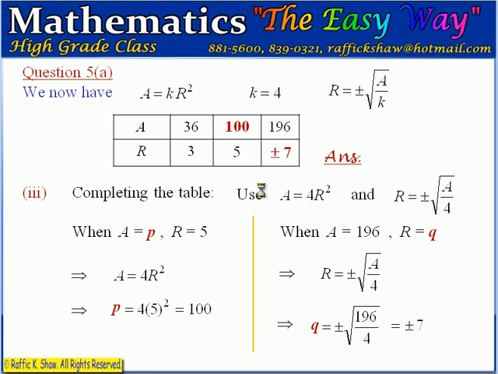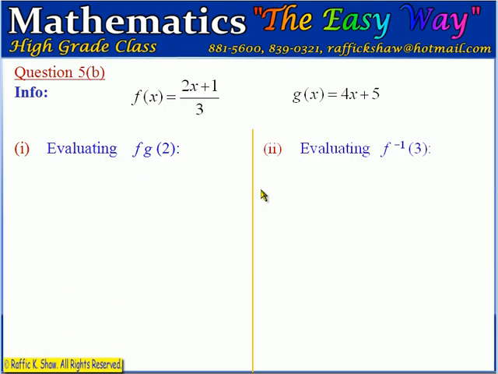And so let's move down now to 5b. Now 5b is a functions question, and we are given f of x equals 2x plus 1, all divided by 3, and we're also given g of x equals 4x plus 5. The first part wants us to evaluate the value of f of g of 2, and the second part wants us to find f to the minus 1 of 3. So let's do this part first.